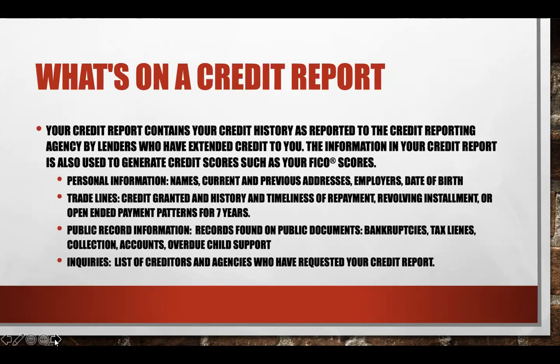On the credit report, you have 4 items. Your personal information: your name, addresses, employers, date of birth. Trade lines: any credit granted in history, timelines of repayment, revolving installments, open-ended payments for the past 7 years. Any public record information: bankruptcies, tax liens, child support. And then inquiries. This is what we've been talking about: any creditors and agencies who have requested your credit report. So those are the 4 things that are on your credit report, which you want to review at least once a year.